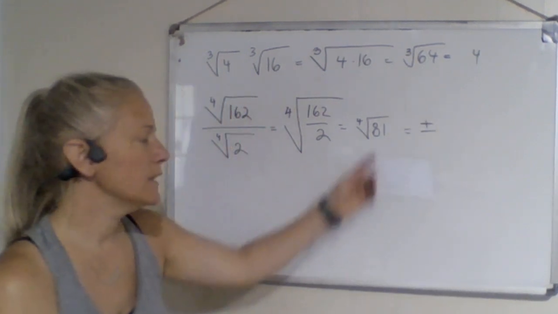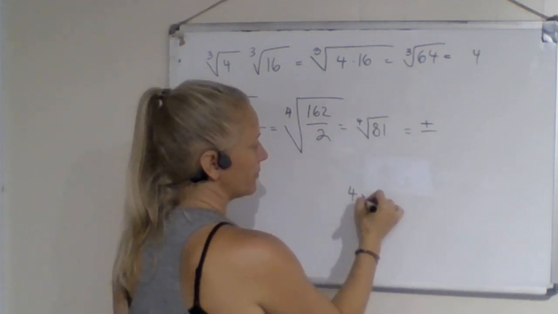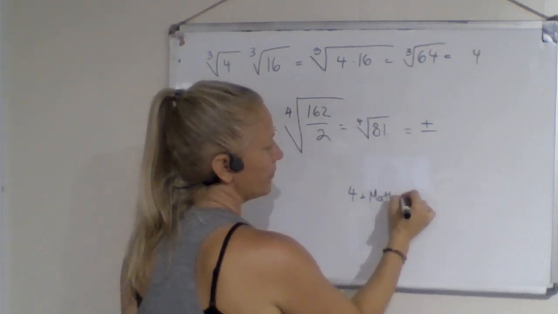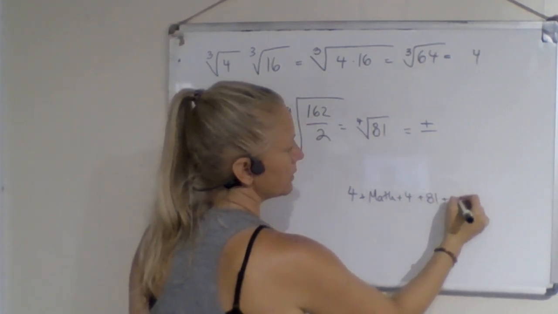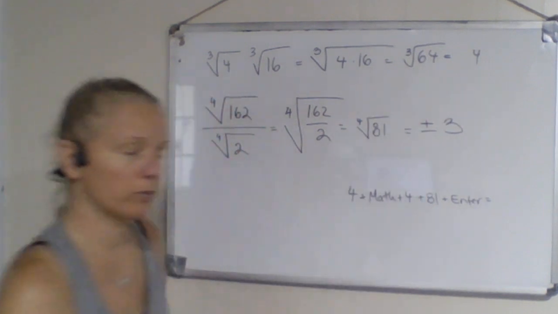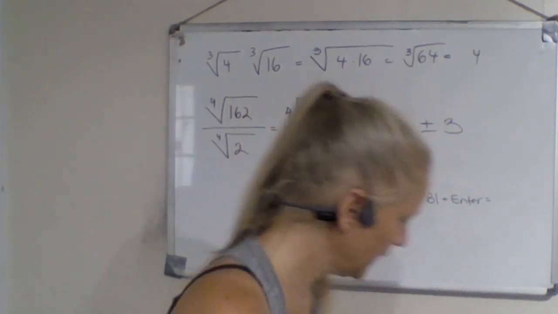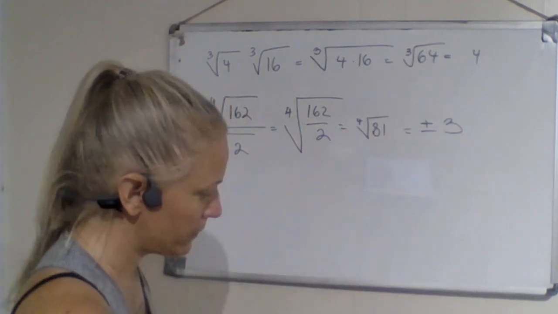And when you put this in a calculator by doing 4, and then you go into math, plus 4, plus 81, and plus enter, you should get a 3. 3 to the 4th power is 81. And you get a positive or a negative 3 because that is an even exponent.